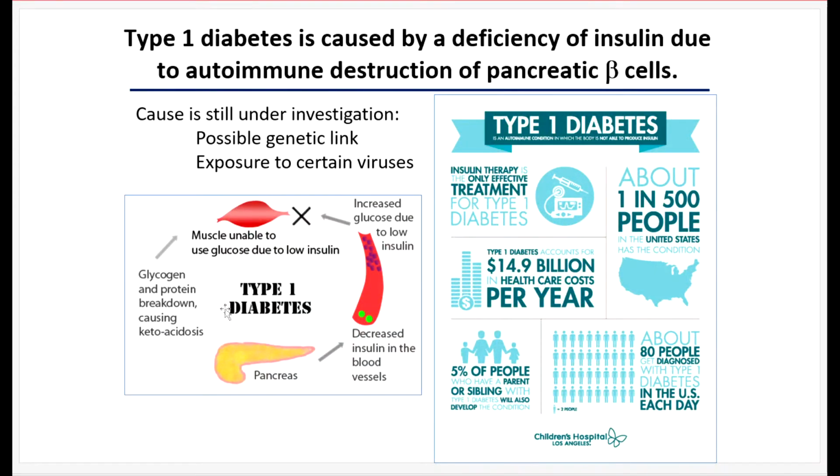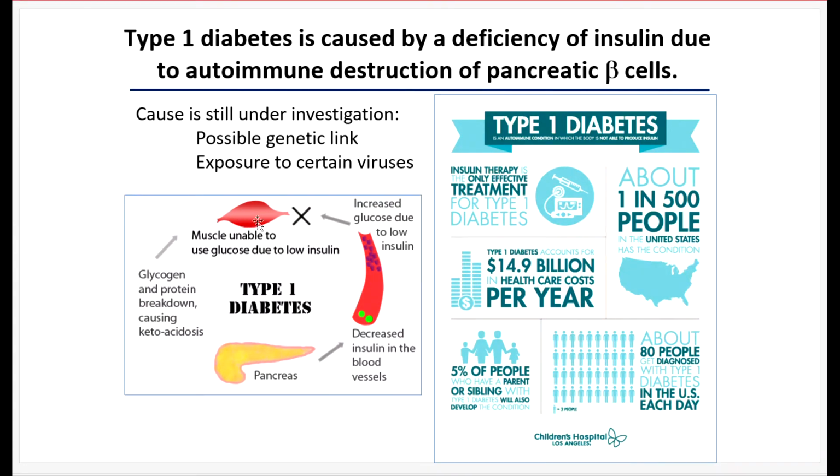So what happens is, here we have the pancreas. It's not able to produce insulin. And so there's increased blood glucose due to low insulin levels in the blood. Because insulin is low, your muscles are not able to pull glucose out of the bloodstream. Your muscles respond to insulin and then respond by increasing glucose transporters and pulling glucose out of the bloodstream.